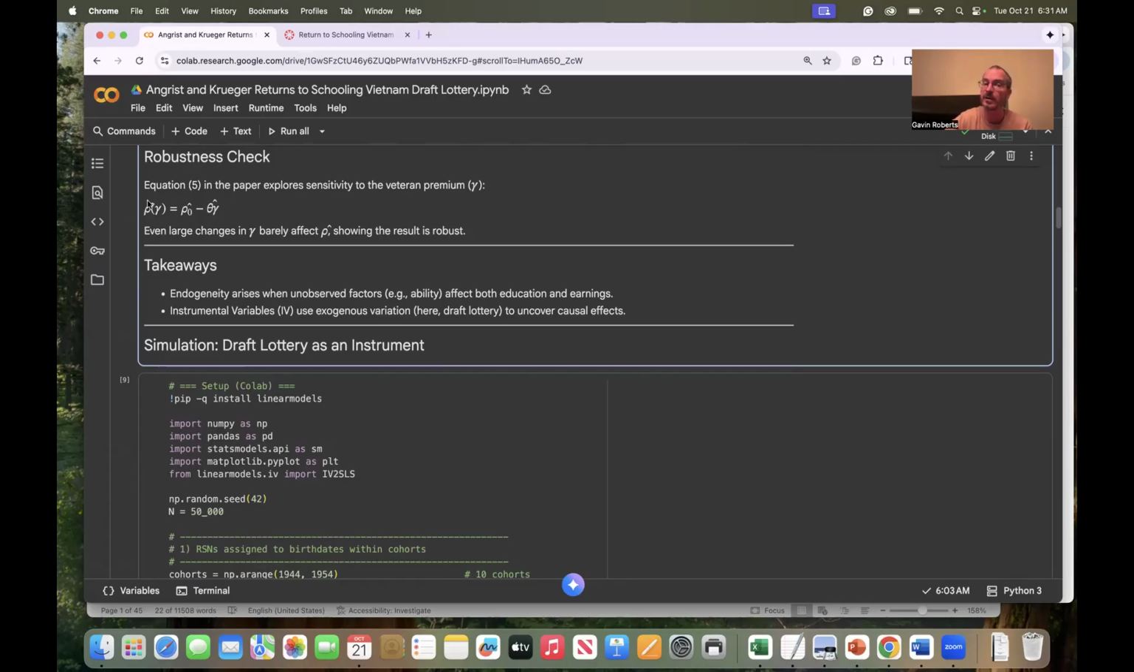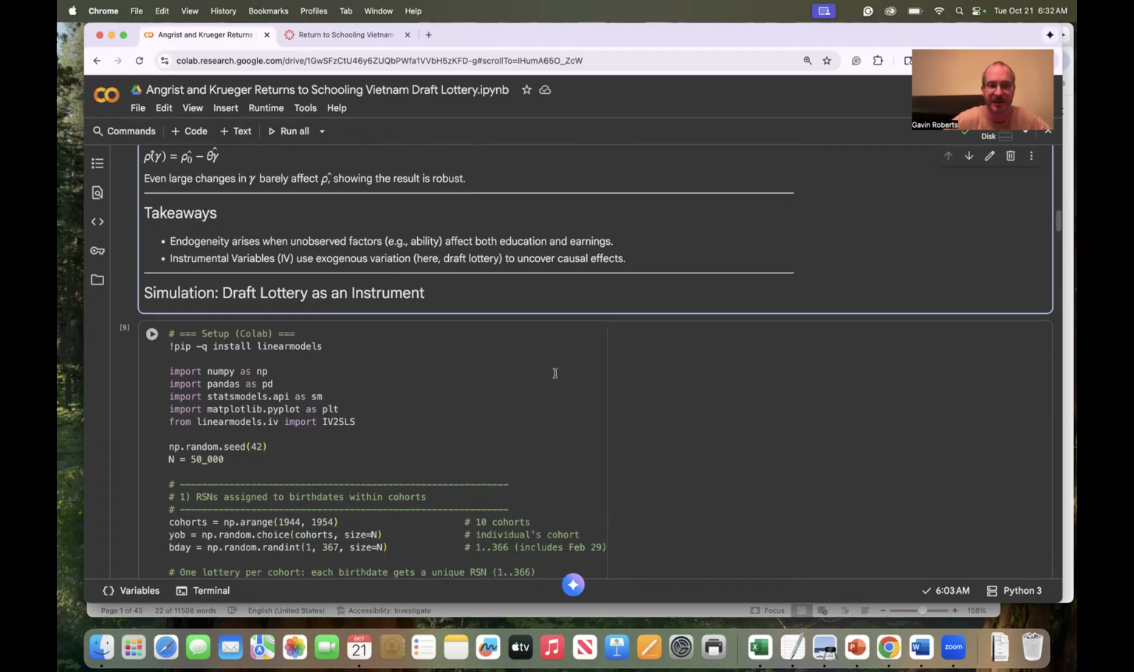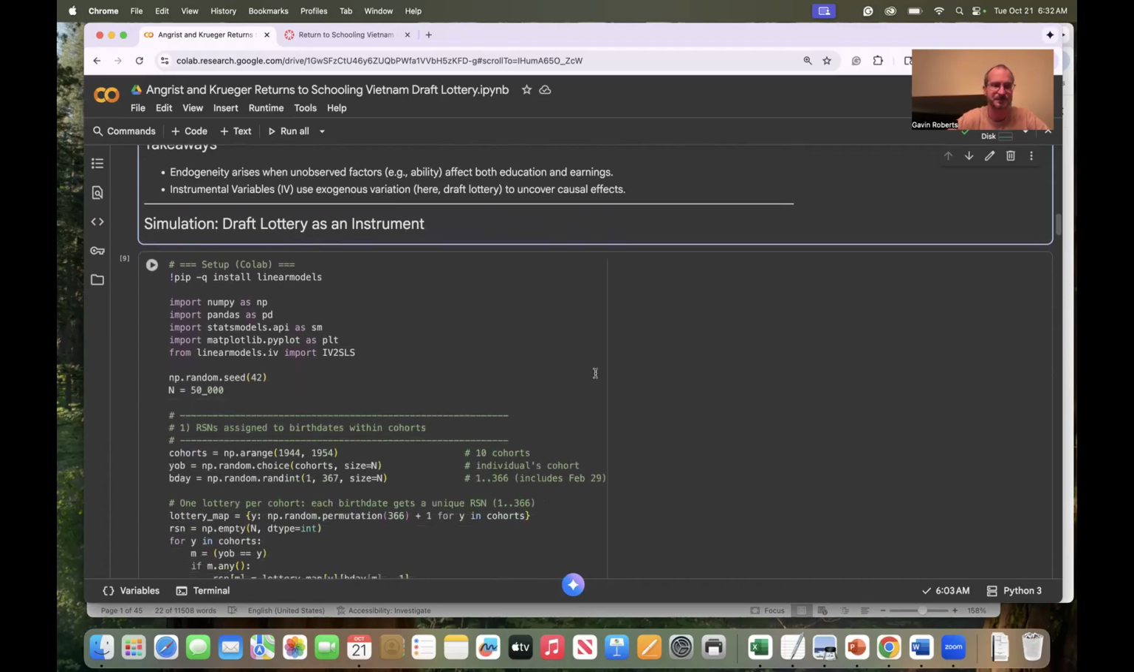So how does our schooling coefficient change when we change our veteran parameter? If it changes a lot, that's an issue, because that means some of the veteran parameter is spilling into the schooling. But if we see there's no relationship, so this theta parameter has no impact on rho hat, our estimate of the return to schooling, that would be a good sign. This is just a robustness check they do, and I'll show you because I'm going to simulate this paper basically, and then we will see how this might have an impact.